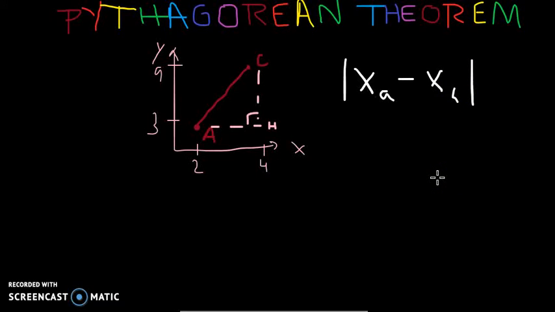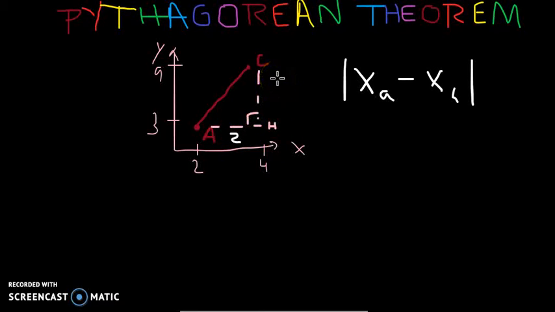And the reason we have that absolute value is because 2 minus 4 is negative 2, but it's not a length of negative 2, it's just 2. So the absolute value tells us just the distance between 0. We don't care about if it's negative or positive. But this will make the distance positive. So we know the distance between A and H is 2.